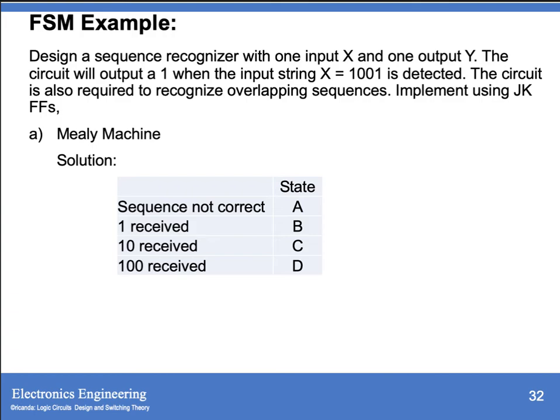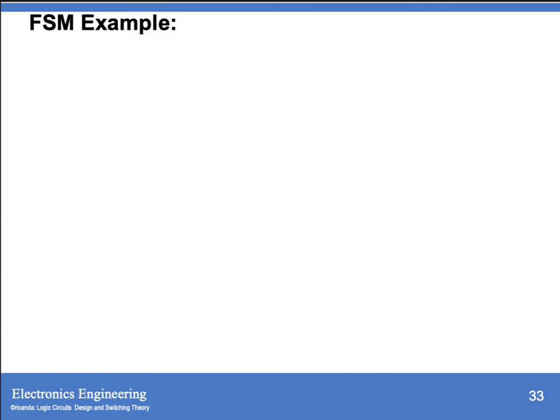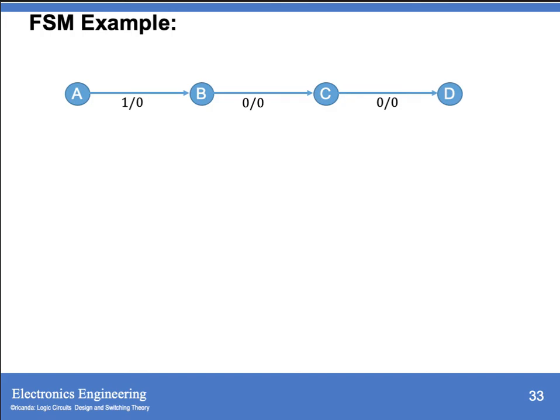So we have first state, that is the starting state, A. If it receives a 1, it goes to B. If it receives 0, it goes to C. 1, 0, 0, it goes to D. So A starting, if it receives 1, it goes to B with an output 0. Then if it receives 0, that is next is 0, it goes to C with output 0. Then if it receives another 0, it goes to D with output 0.